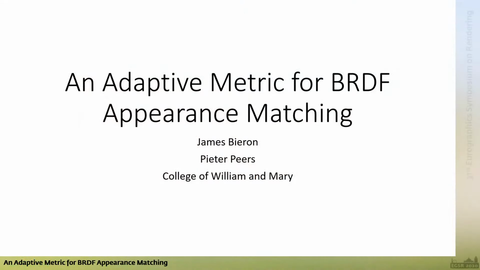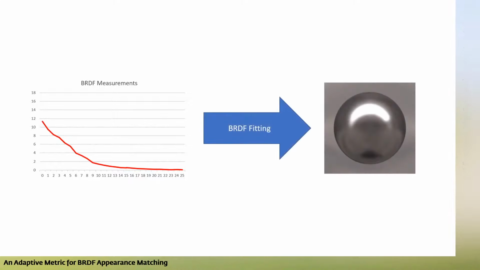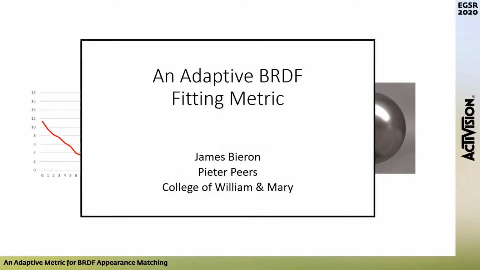Hello everyone, and welcome to our talk on Adaptive Metric for BRDF Appearance Matching. If you have the measured reflectance of a material, then the problem of finding the best parameters for an analytic model so that it best recreates the appearance of the measured material is called BRDF fitting. In our EGSR paper, Adaptive BRDF Fitting Metric, we show how to improve the appearance of BRDF fits with an adaptive two-stage algorithm.